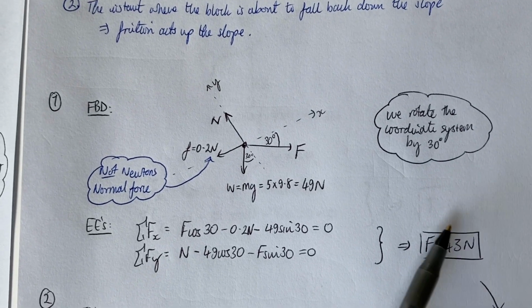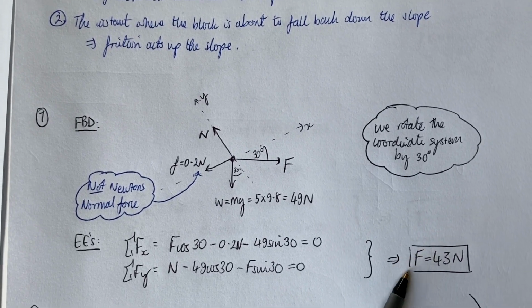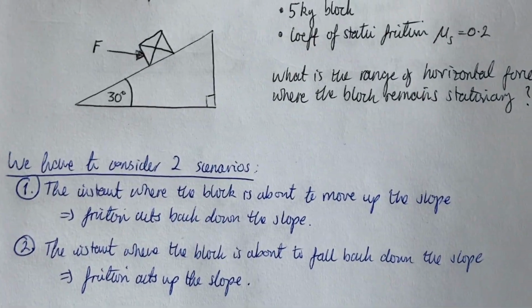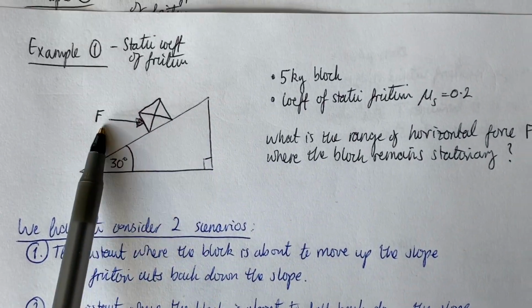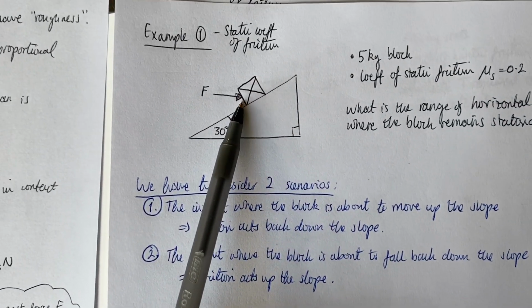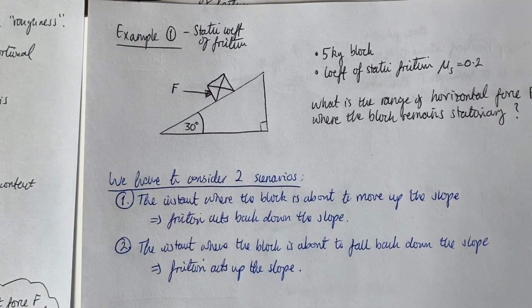So that gives us our upper bound, if you like, for our force vector F. If we exceed that, so if we go any greater than 43 newtons, right, then the box will slide up the hill. So that gives us our upper bound.